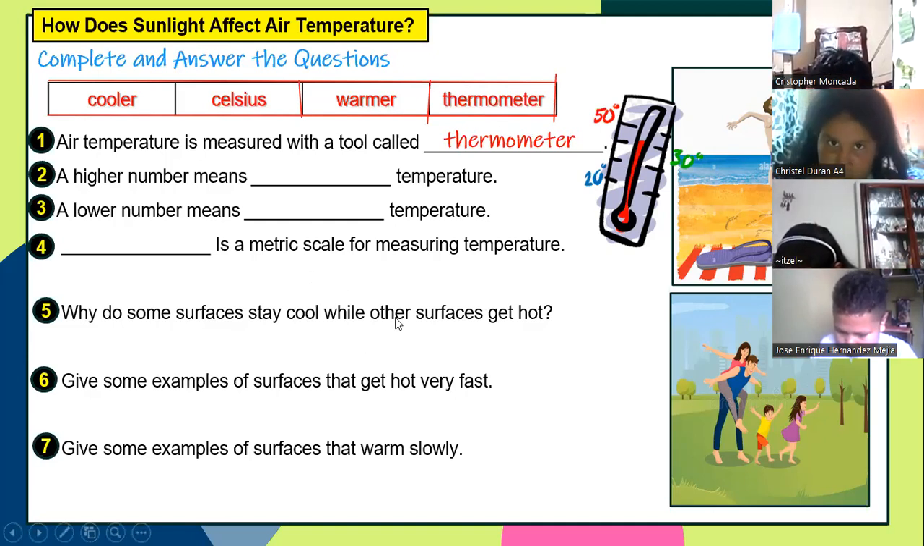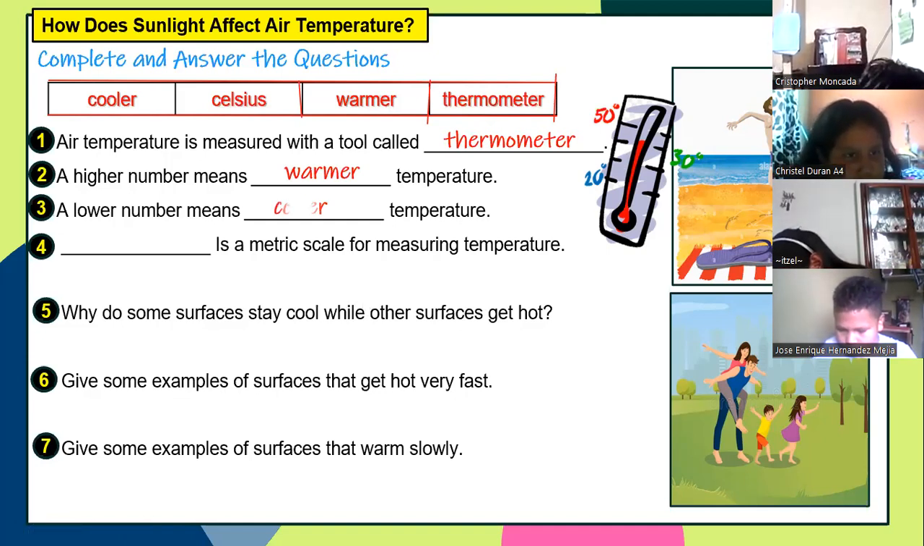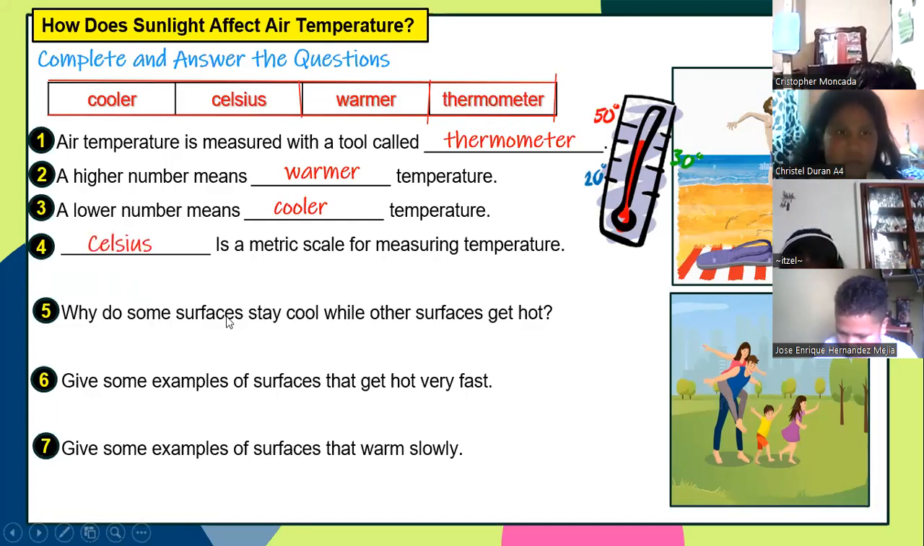Number two: a higher number means, how is it? Warmer. Warmer temperature, yes. A lower number means cooler temperature, yes. And the last one: Celsius is a metric scale for measuring temperature.